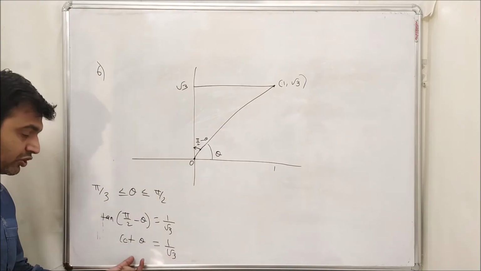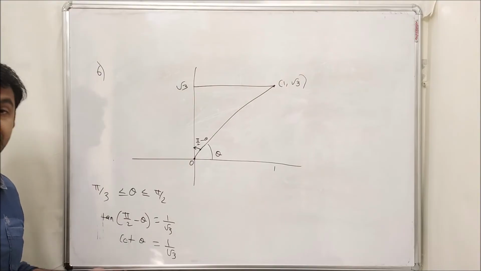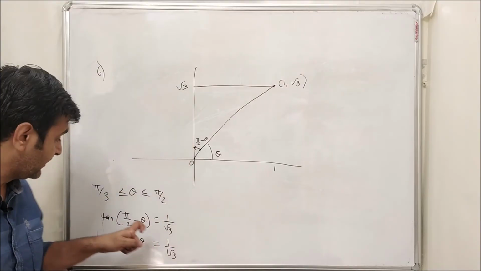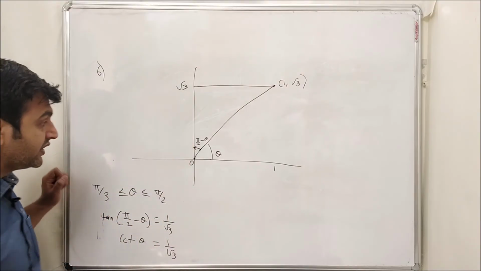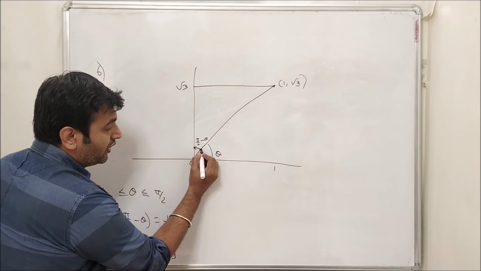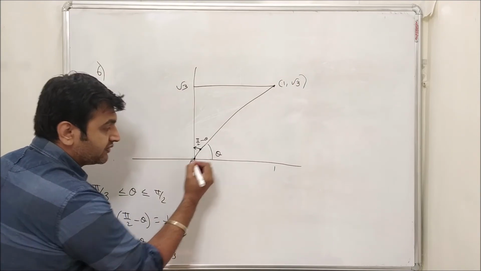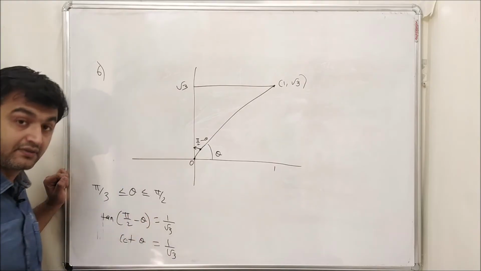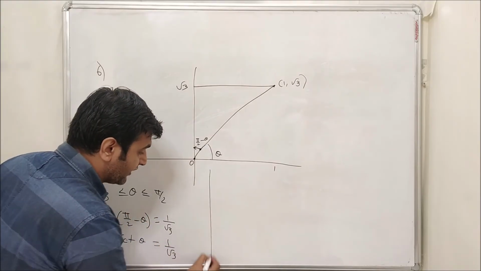So your cot theta is 1 by root 3. This implies your tan theta is root 3. That means theta is 60 degree, and that's what we have written over here. So theta is starting, so here your angle is from 60 degree to 90 degree. Okay, good. So we are okay with theta.